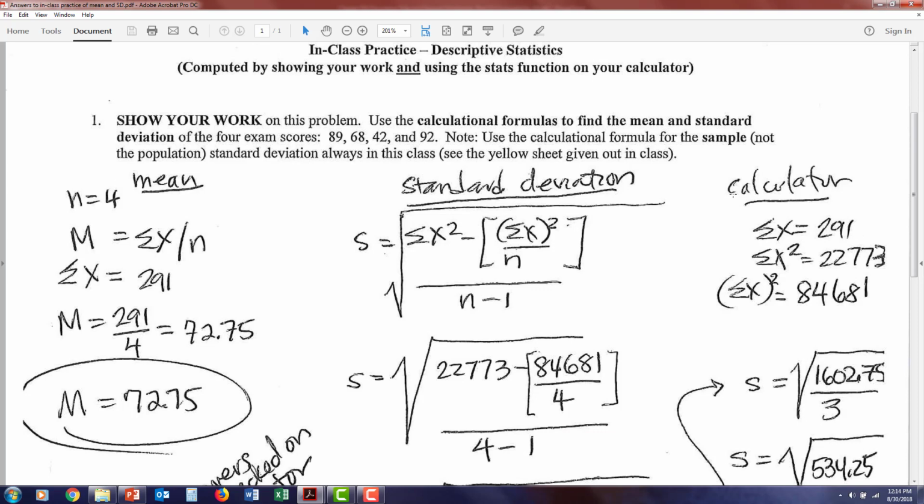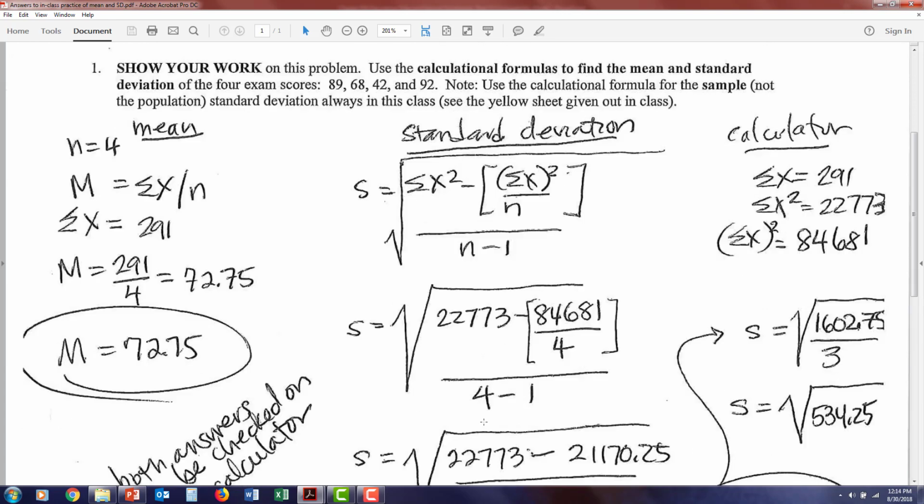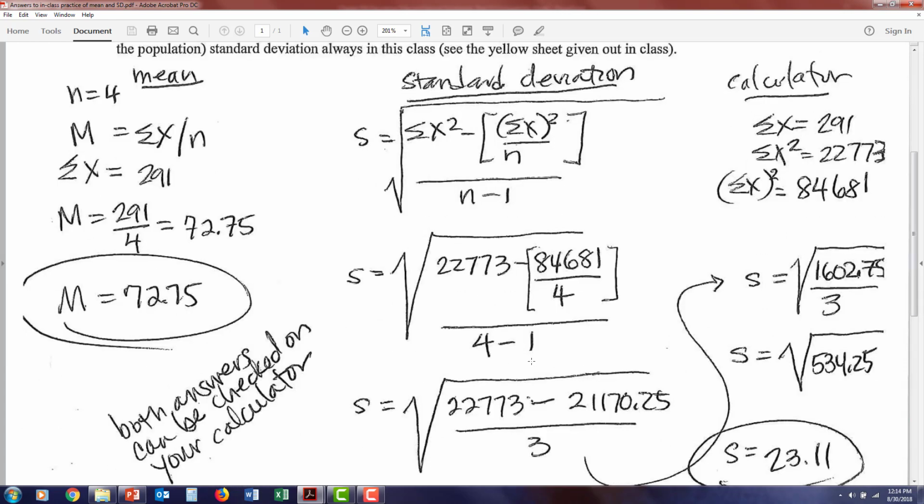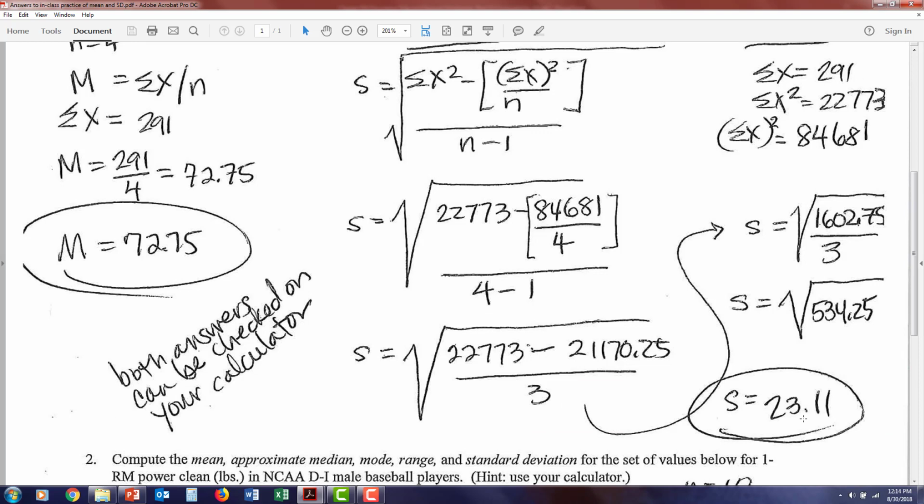When asked to show your work using the calculational formula for the standard deviation, I'll remind you we're looking at the sample. You're going to use this formula. You can snag these values very quickly from your calculator for these 4 scores, okay? Calculator gives you this. Calculator gives you this. You take that and square it, you have this. And now I'd like to see that when you show your work, you actually plug in these numbers, do the math, and you're going to come up with a standard deviation that should match up to the same standard deviation that your calculator gives you.